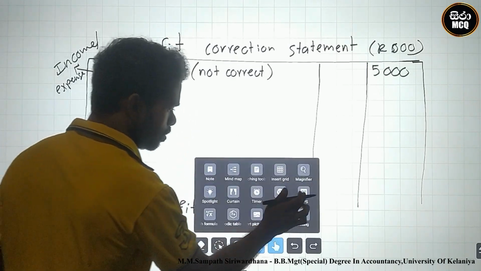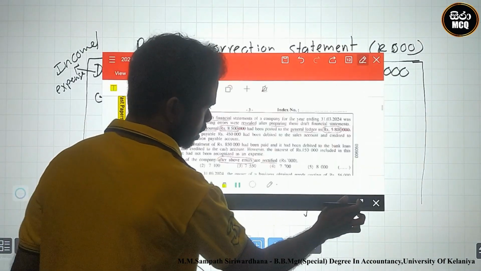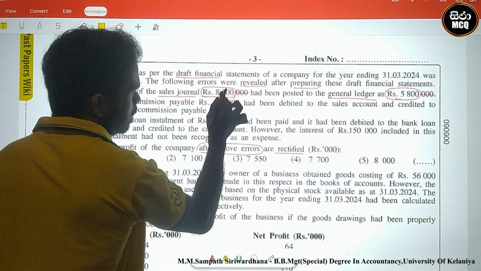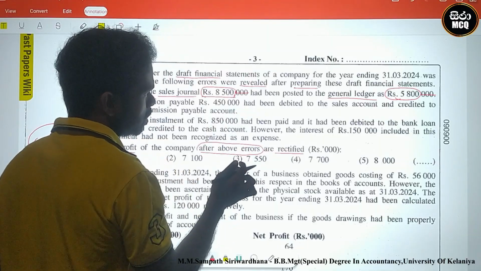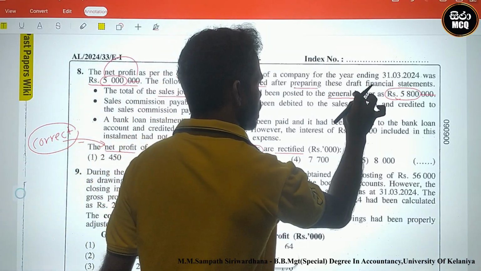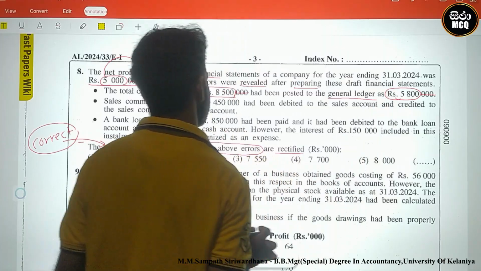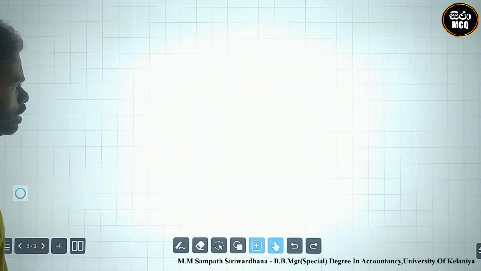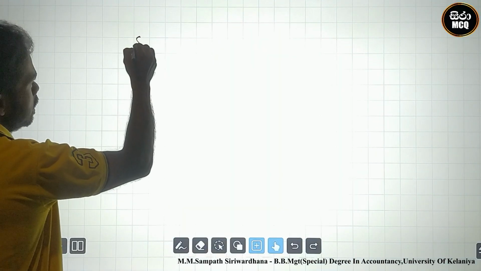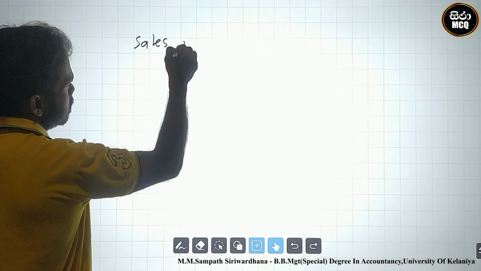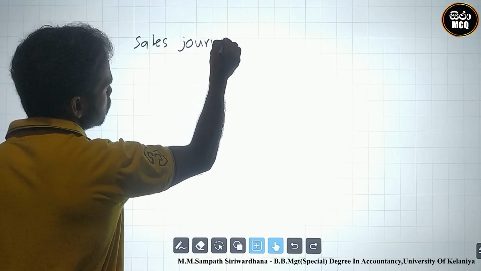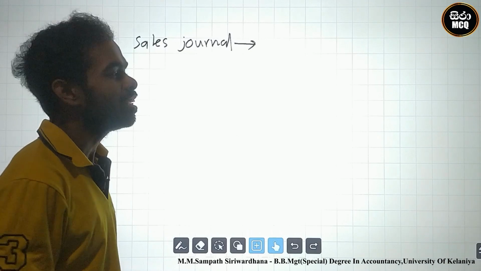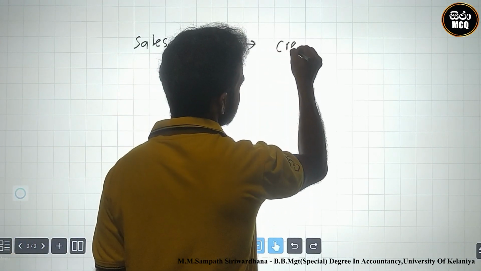Look here, this is the error. What is the error? Total sales journal 8,500 had been posted to general ledger 5,800. Sales journal. Look here, sales journal is related to which transaction? This is related to credit sales.